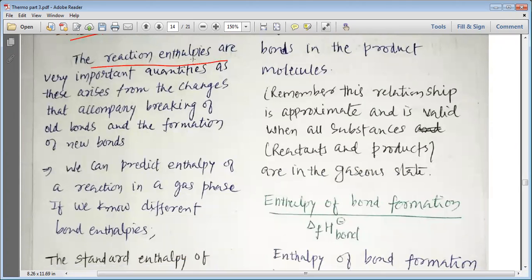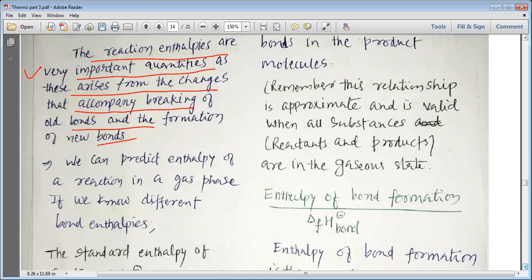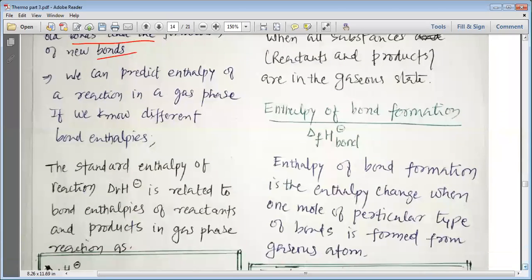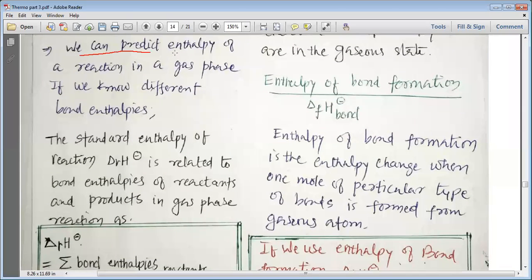The reaction enthalpies are very important quantities, as these arise from the changes that accompany breaking of old bonds and formation of new bonds. So reaction enthalpies are very important, and why? Because they arise from the changes that accompany the breaking of bonds and formation of new bonds. So both the breaking and forming of bonds are included in the enthalpy of reactions. We can predict the enthalpy of reaction in a gas phase if we know different bond enthalpies.